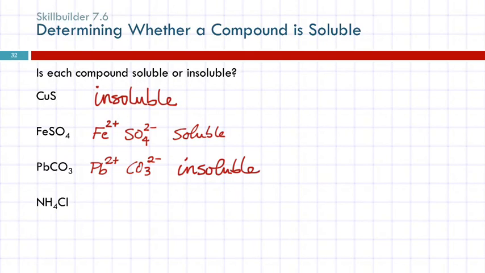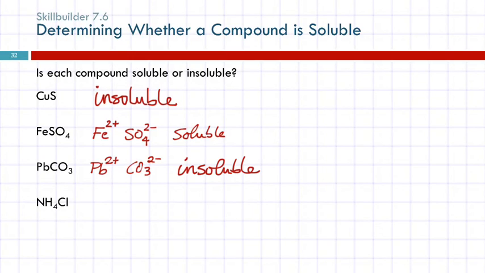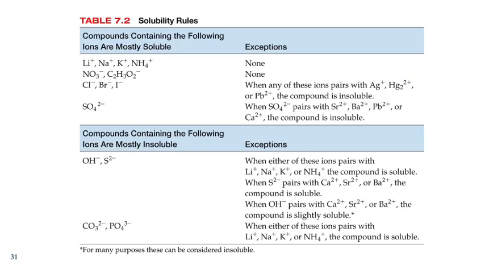Ammonium chloride. Oh, look, here's ammonium. Ammonium compounds are mostly soluble, no exception. So that one's soluble. Yeah, the first one you come to, because chloride is in the table also. So if we kept going, we would see that chloride compounds are mostly soluble, except with these things. Ammonium's not one of those.